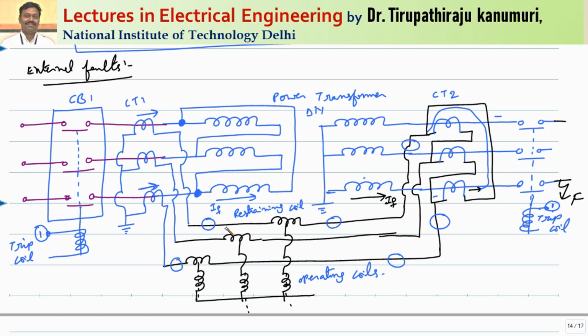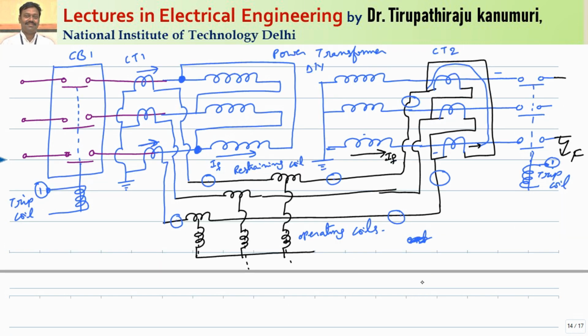And how much will be the effect in the currents? That effect will be same in both sides. So because of this, what happens? This current will be exactly equal to this current. Same way this current will be exactly equal to this current. So that's why no current will pass through your relay coil. So your relay will not operate. So I am just summarizing here. Let us write in the next page.